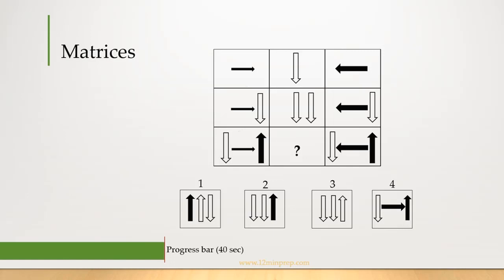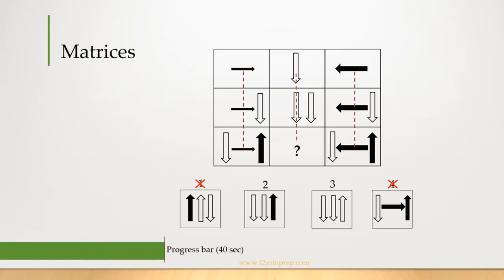Starting with a column, we notice that in the first column, a horizontal black arrow pointing right is present in all 3 frames. On the rightmost column, a thicker arrow is pointing left in all 3 frames. And in the middle column, it looks like an empty arrow pointing downward is repeating as well. This observation alone eliminates answer options 1 and 4.